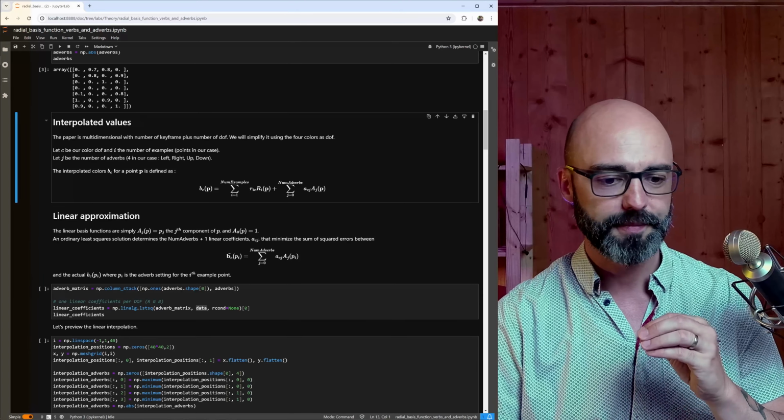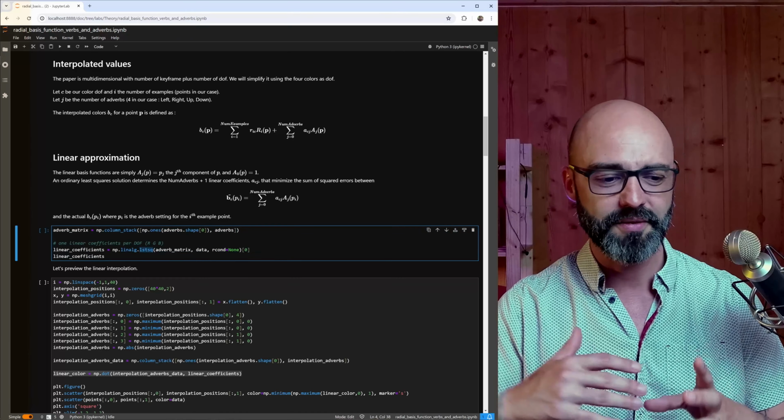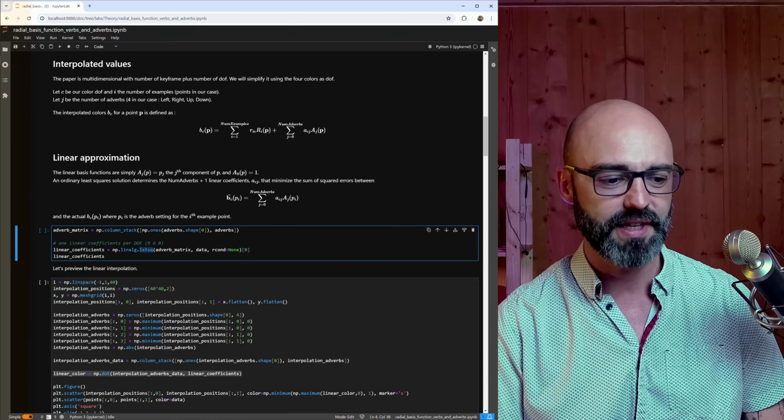Except that, of course, you don't have a real answer. I cannot just do inverse matrix and solve as we did when we were doing the radial basis functions. Now what I have to do is to go through a least square to find the best approximations. So this is exactly what I would do here. What I have is the adverb matrix. I compute the 1s and then all my adverbs, and then after that I do a linear least square, so I can find the best solutions, and that gives me these coefficients. And it gives me the coefficients for all my degrees of freedom, so all my colors at once.